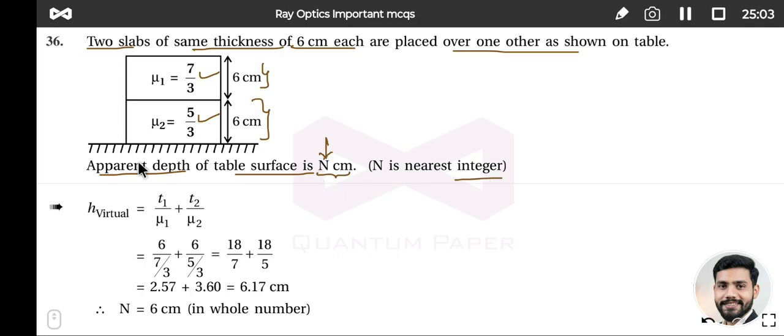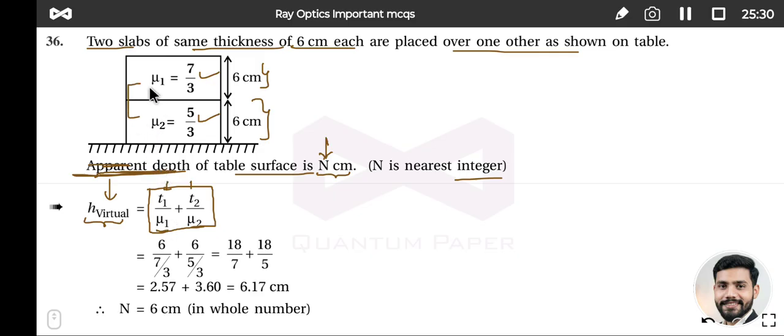Whenever a question like this comes, where two bodies of given thickness are placed one over another and we have to find the apparent depth, we have a formula for virtual depth. Virtual depth is equal to T1 upon mu1 plus T2 upon mu2, a direct formula. T1 and T2 are the thicknesses, mu1 and mu2 are the refractive indices of the first and second slab.